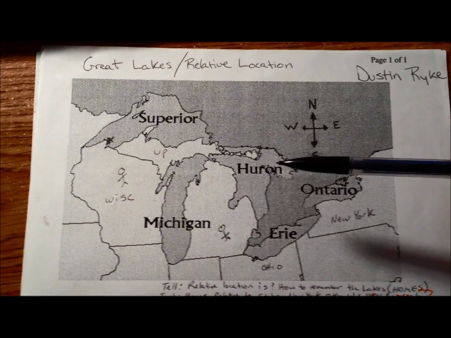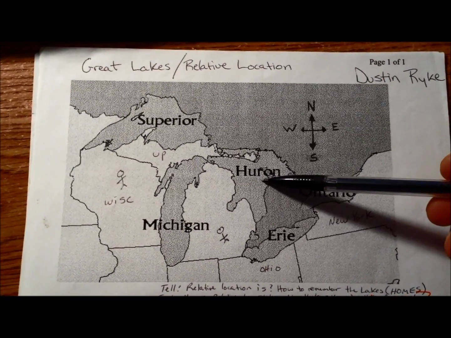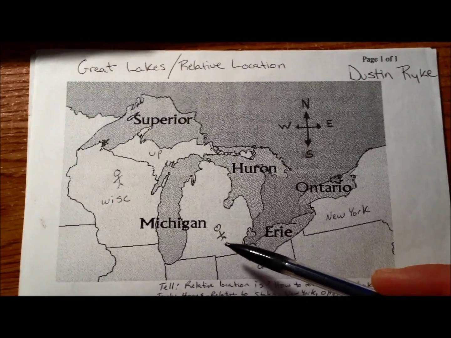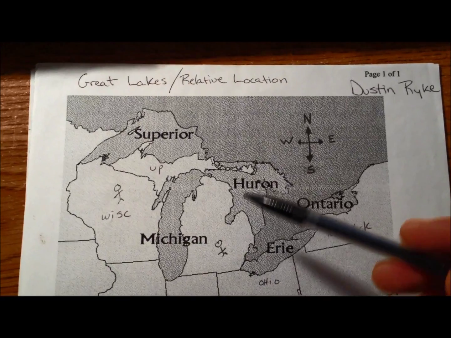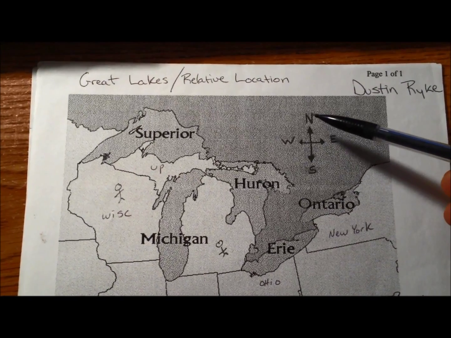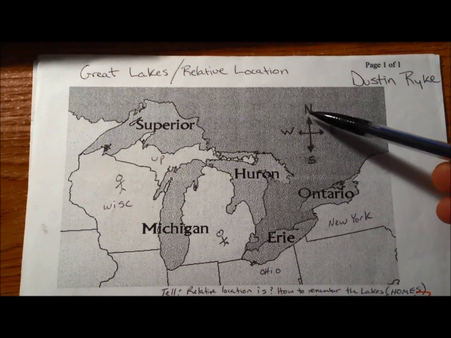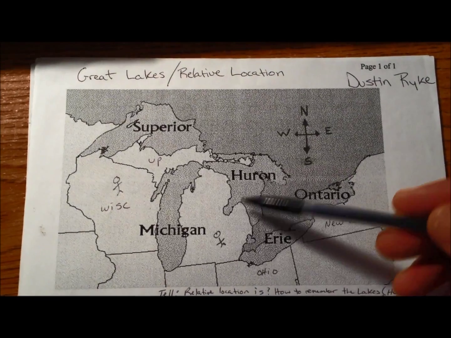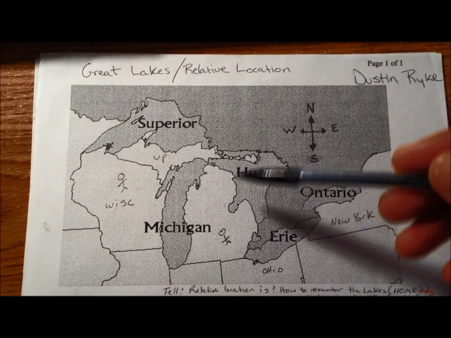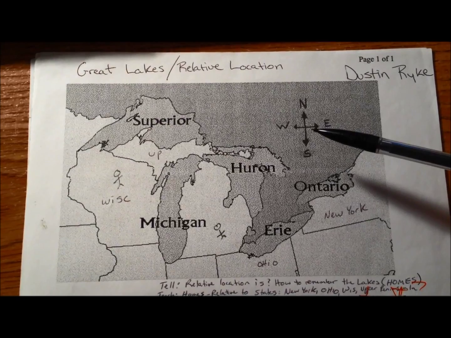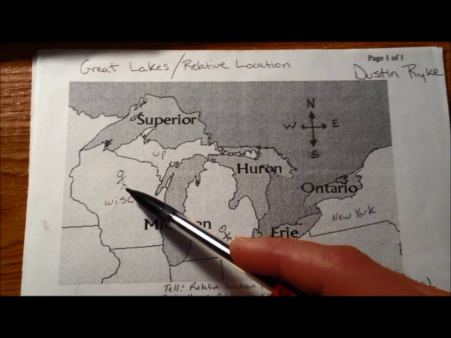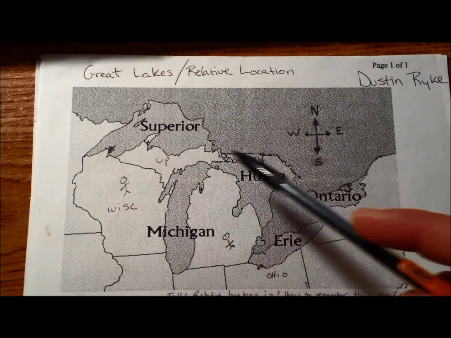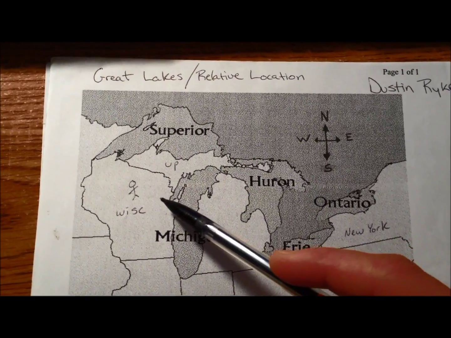The next lake we are talking about is Lake Huron. The person in Michigan would say that Lake Huron is northeast or north, depending on how you view that. And the person in Wisconsin would say that Lake Huron is east of Wisconsin or east of their location.